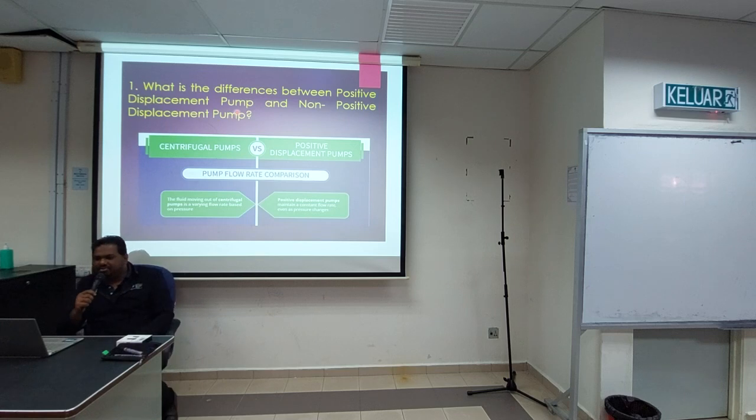So answer to this question, what is the difference? One main difference, boleh tengok dekat sini, centrifugal pump adalah non-positive. Centrifugal pump adalah pump yang kita gunakan dalam aquarium. Okay, so the fluid moving out of centrifugal pump is varying flow rate based on the pressure. So, apa-apa yang dia dapat, dia terus hantar. So, the pressure is not regulated. Pressure akan berubah-berubah. Kadang-kadang pressure tinggi, kadang-kadang pressure rendah.